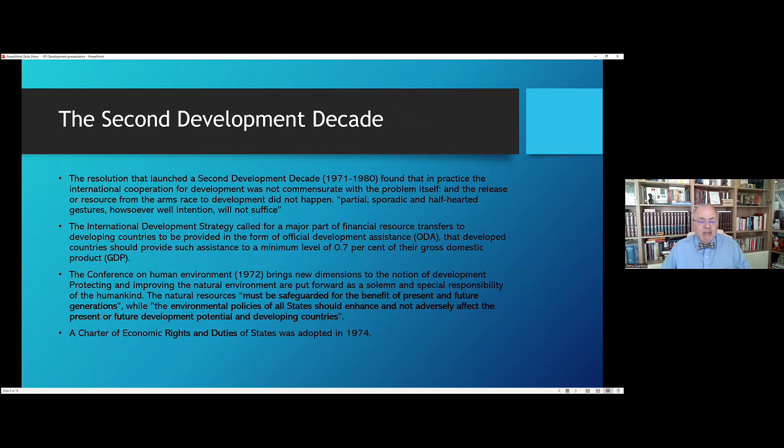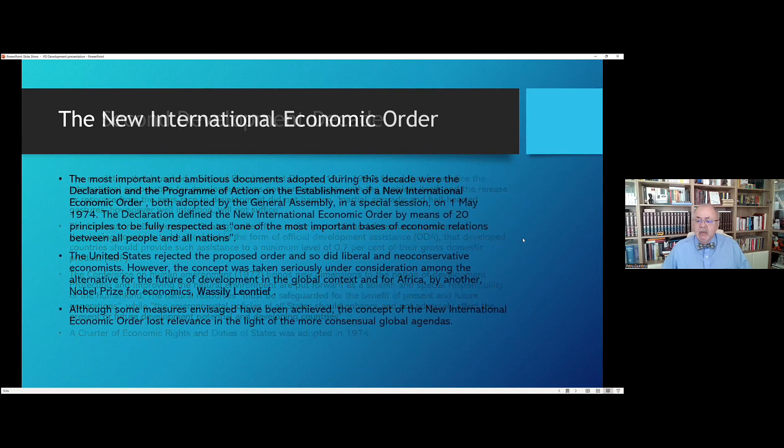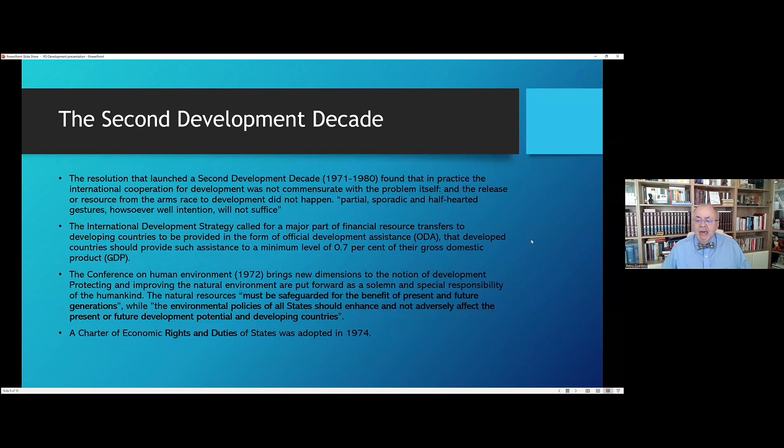Another important event was the Conference on the Human Environment, which for the first time linked the issue of the protection of the environment with a responsibility to develop. They said in that conference, in 1972, so this is where many things started in the United Nations, that the natural resources must be safeguarded for the benefit of present and future generations. Meaning that we are not allowed, just for the sake of development, to exhaust those resources and limit the chances of the future generation.